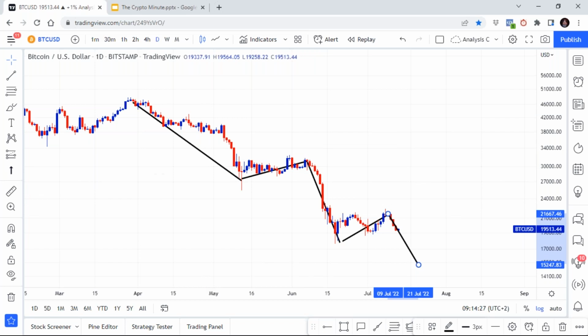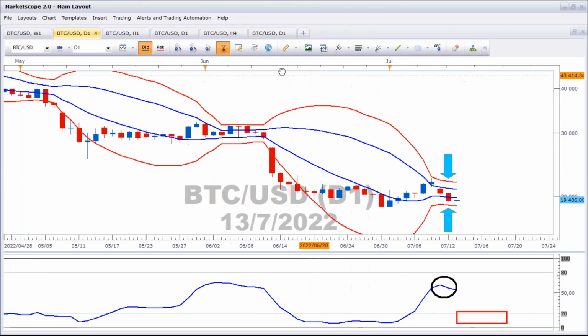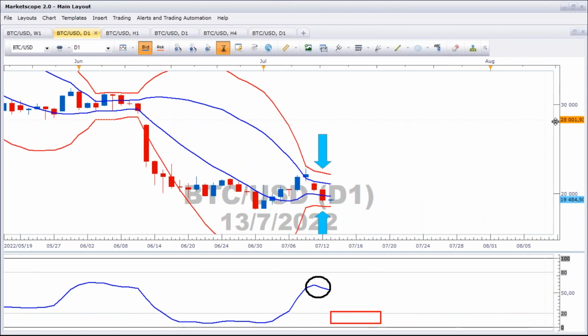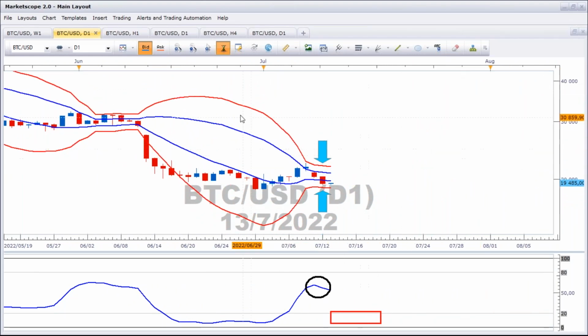Now, why do I bring this up? Because take a look at this. What have we got here? We've got a squeeze, and it's a tight Bollinger squeeze. Bollinger theory says these Bollinger squeezes are the calm before the storm, and the reason is quite intuitive.